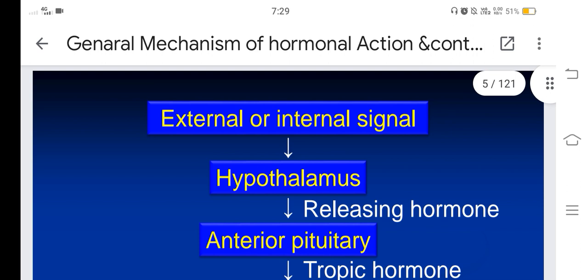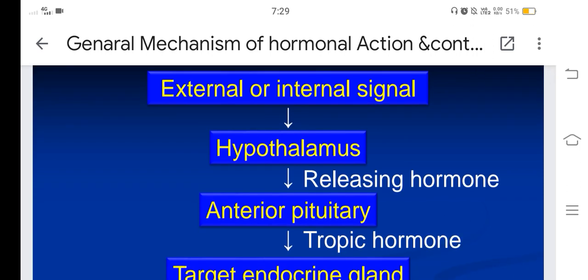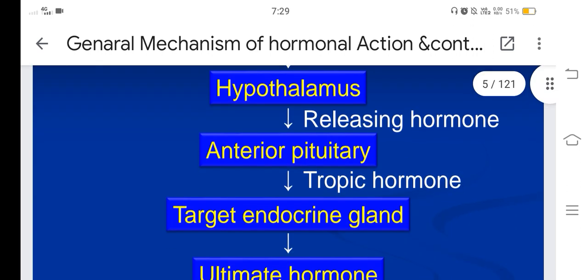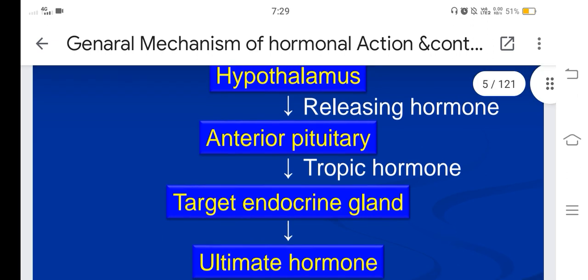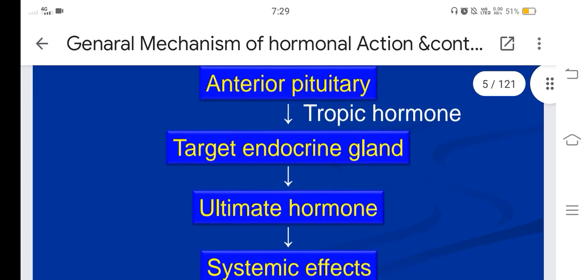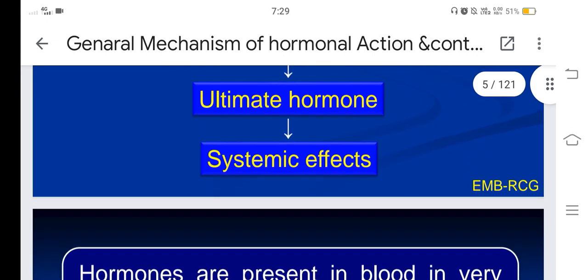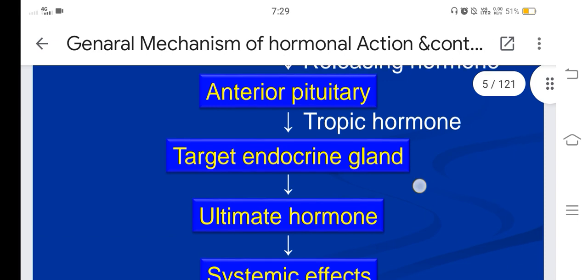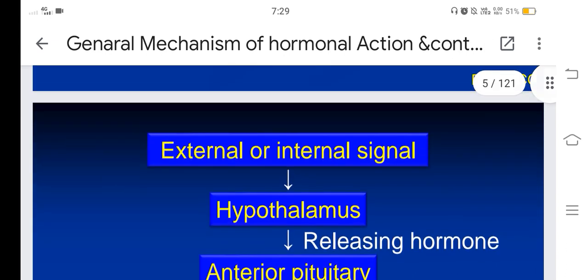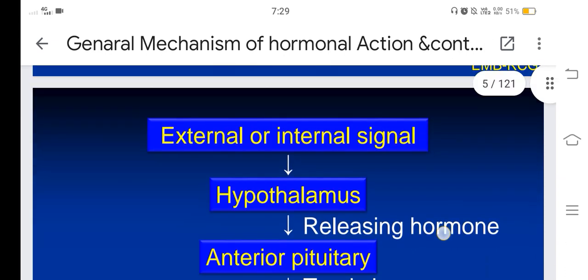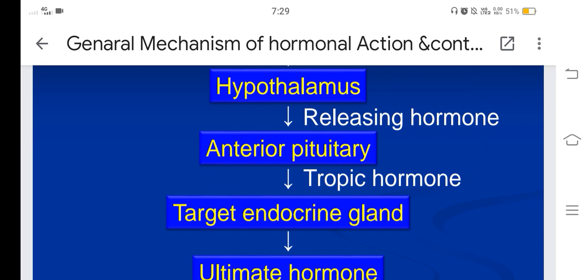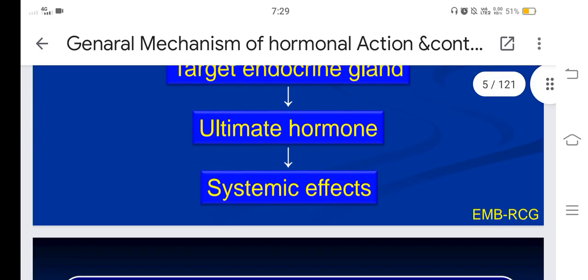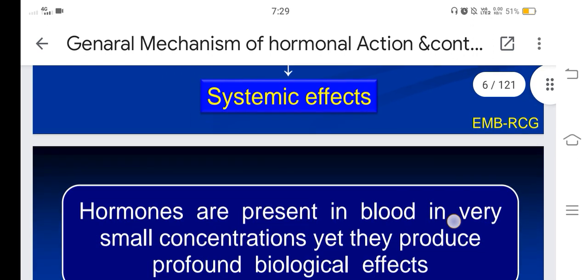External or internal signal, hypothalamus with the help of releasing hormone, anterior pituitary, then trophic hormone, then target endocrine gland, then ultimate hormone. Along with that, systemic effects will be produced. Once again: external or internal signal, hypothalamus, anterior pituitary, target endocrine gland, ultimate hormone, and systemic effects.